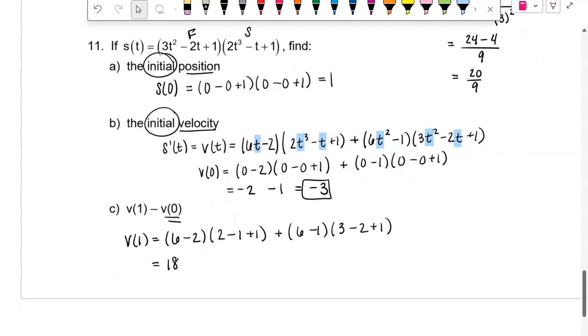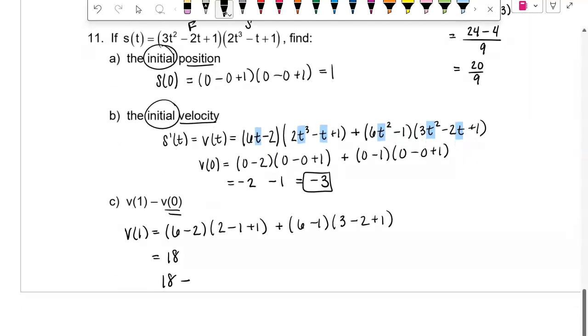So now my final answer, 18 minus negative 3 equals 21.